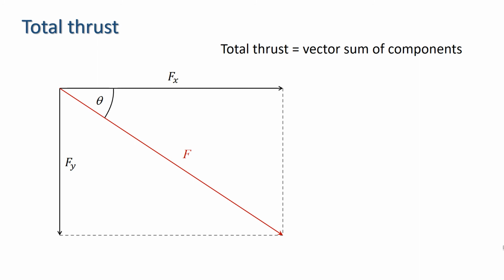The total thrust is simply the vector sum of the two components. Thus the magnitude is the square root of Fx squared plus Fy squared, and the angle of incidence is arctan Fy over Fx.